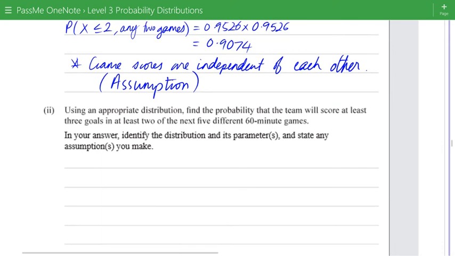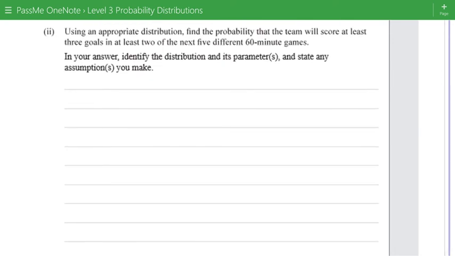Okay, let's look at part 2. So using the appropriate distribution, find the probability that the team will score at least 3 goals in at least 2 of the next 5 different 60-minute games. So we've kind of been given a couple of things here. This is partly Poisson but partly binomial, so let's just see what happens here.